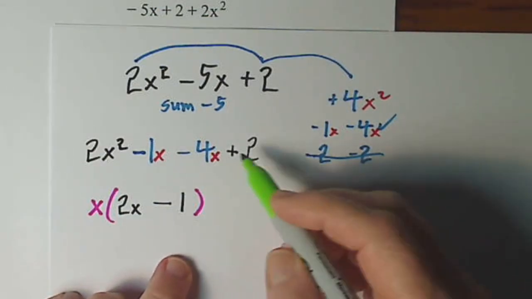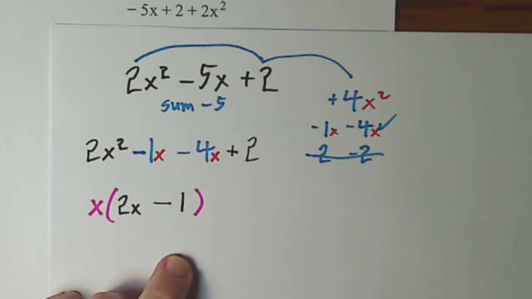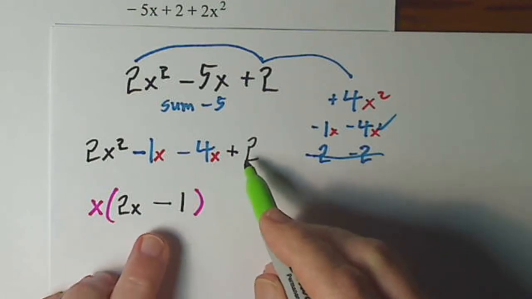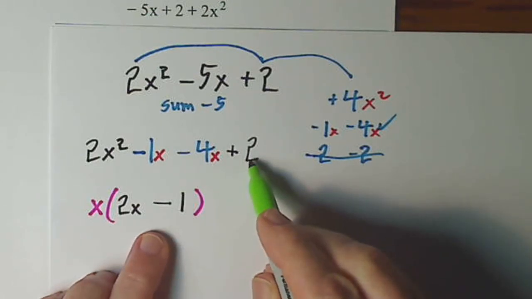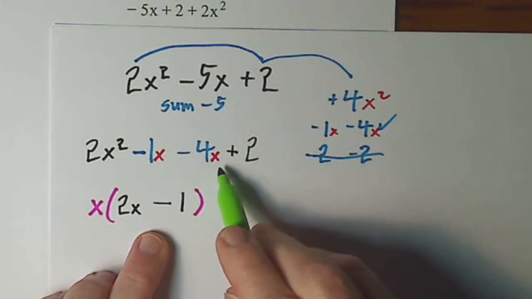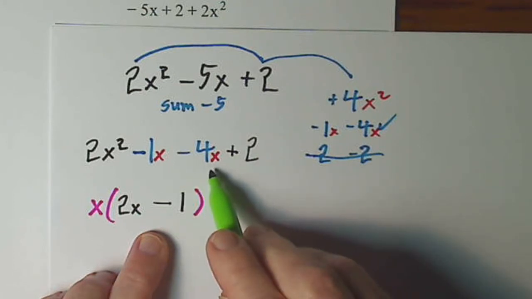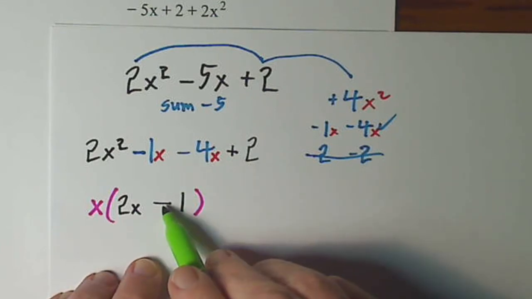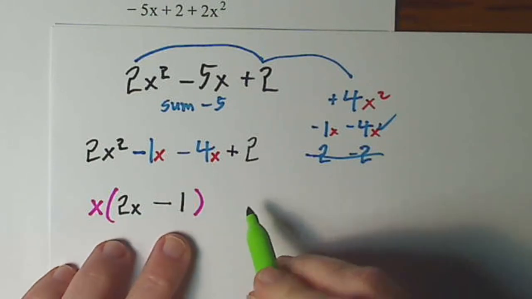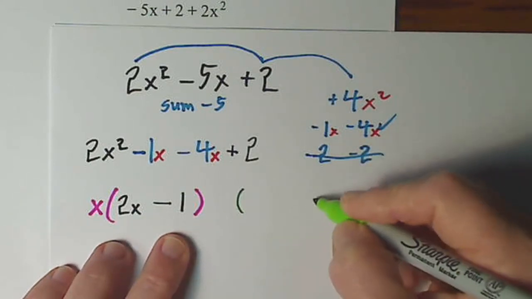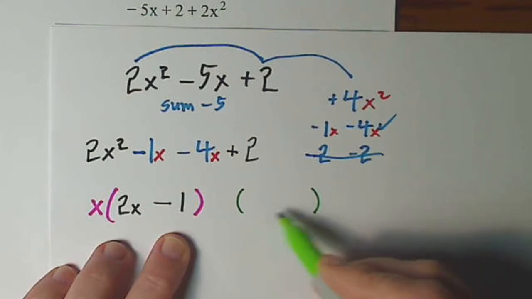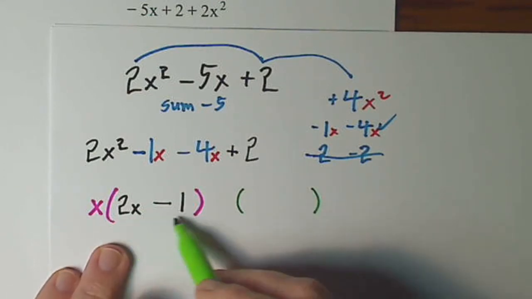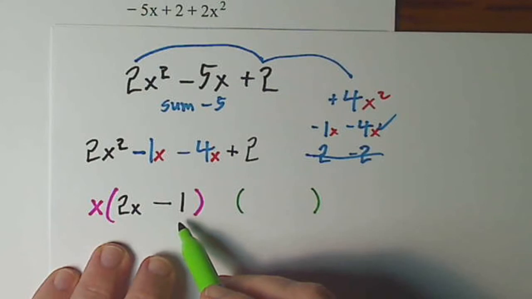I can factor out a 2 from each term, but you're going to have to notice something. If I factor out a positive 2 from this, I'll have a negative 2x. If I factor out a positive 2 from here, I'll have a positive 1. And notice that I'm left with a negative 1 in this set of parentheses. I want this set of parentheses that I'm about to fill in to match this set exactly.